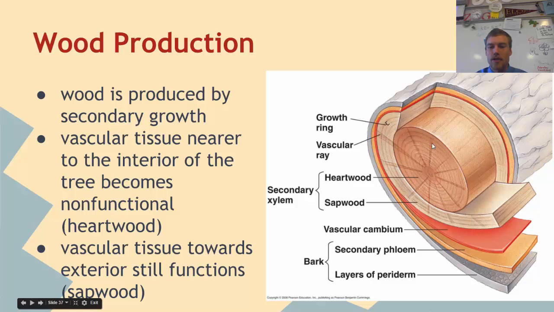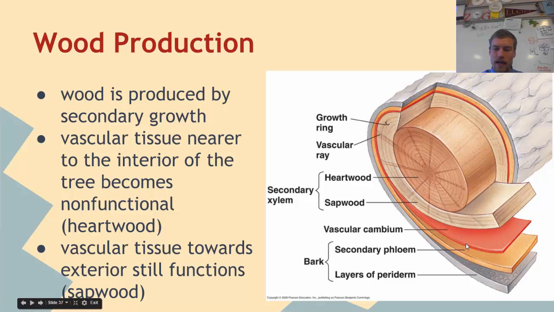So after probably 2 years of it being functional, it dies and becomes non-functional, and we call that the heartwood. Whereas the vascular tissue towards the exterior is still being used, and that is called the sapwood, and that is where the actual water will be flowing up through the xylem. The heartwood would actually rot pretty easily if air was able to get into it, but fortunately trees are not going to allow that to happen.